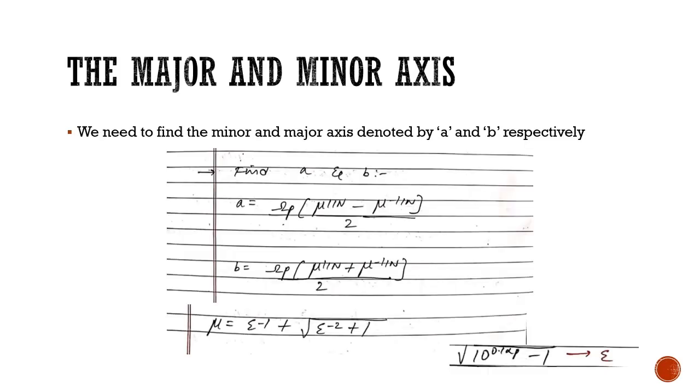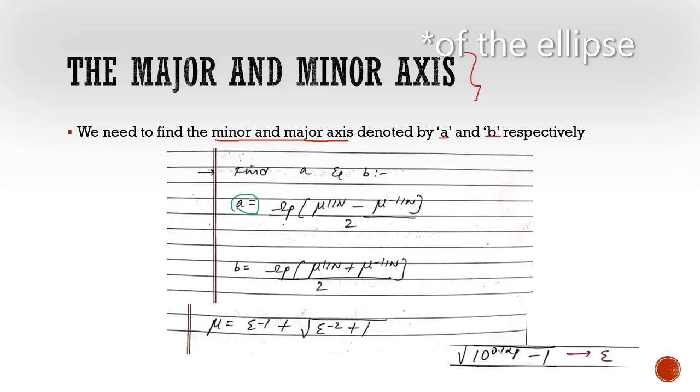Now, this is the portion where we see a change. We need to find something we call the minor and major axis, denoted by the letters small a and small b respectively. So small a is given by omega p into mu to the power 1 by n minus mu to the power minus 1 by n, divided by 2. And small b, which is the major axis, is given by omega p into mu to the power 1 by n plus mu to the power minus 1 by n, divided by 2.